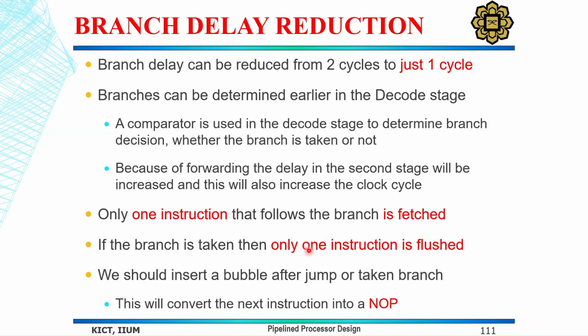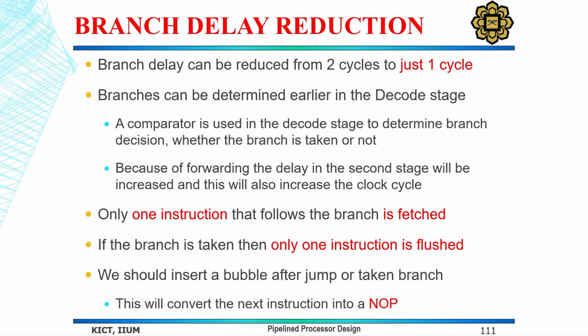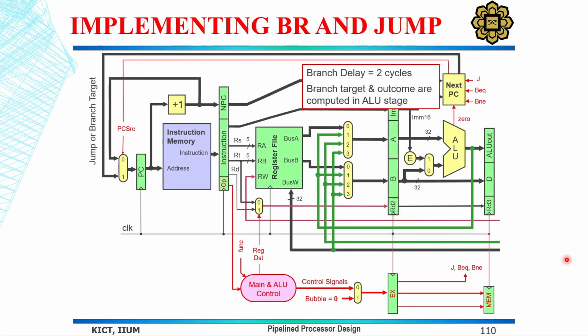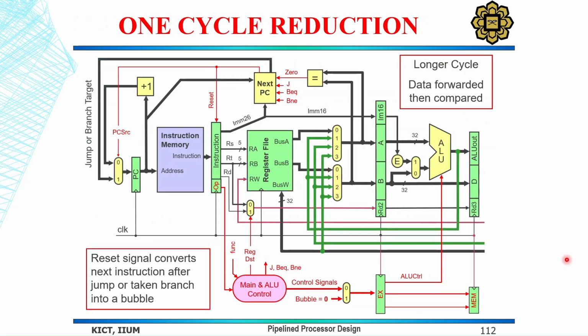So we would insert a bubble after a jump or taken branch. This will convert the next instruction into a NOP. Okay, so this is the one cycle version. Here we see that it was implemented with two cycles, but here one cycle is reduced. So it resets signals and converts the next instruction after a jump or branch into a bubble.